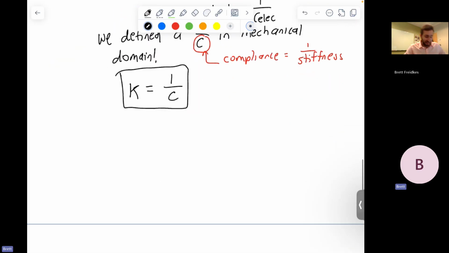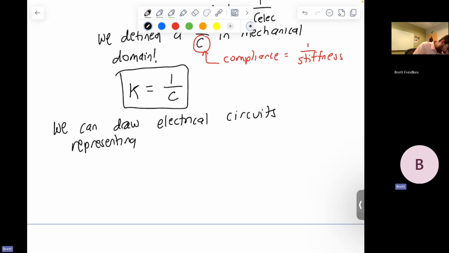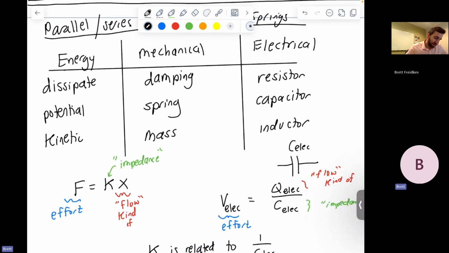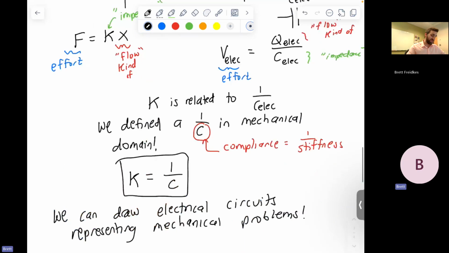The benefit is that we can draw electrical circuits representing mechanical problems. If we want to represent the spring in an electrical circuit, we can use a capacitor to represent it. And the capacitance of that capacitor will be based on the compliance C. Just like up here, if I had a capacitor that's given by some C electrical, in the mechanical domain, we can draw a capacitor, quote unquote capacitor, considering that they are equivalent, mathematically speaking. We can then model that spring as a compliance in a circuit. And we'll see what I mean more by that shortly.